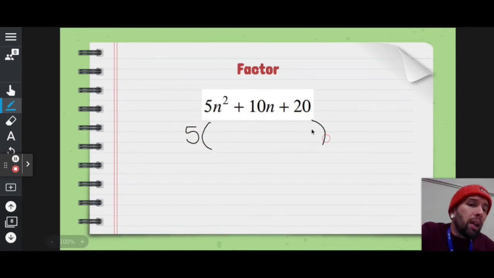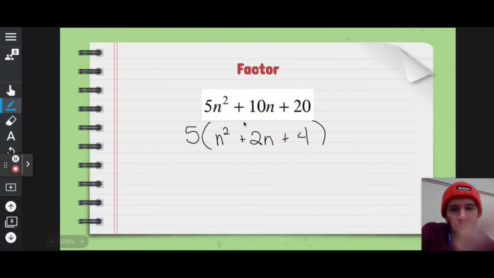When you pull out a number, you divide that number from every term that's left over. So 5 divided by 5 is 1, invisible 1. N squared is there because I'm not removing any n's. 5 divided from 10 is going to be 2. And since I didn't remove any n's, n stays behind. And 5 divided from 20 is 4, and there's no n's to worry about.